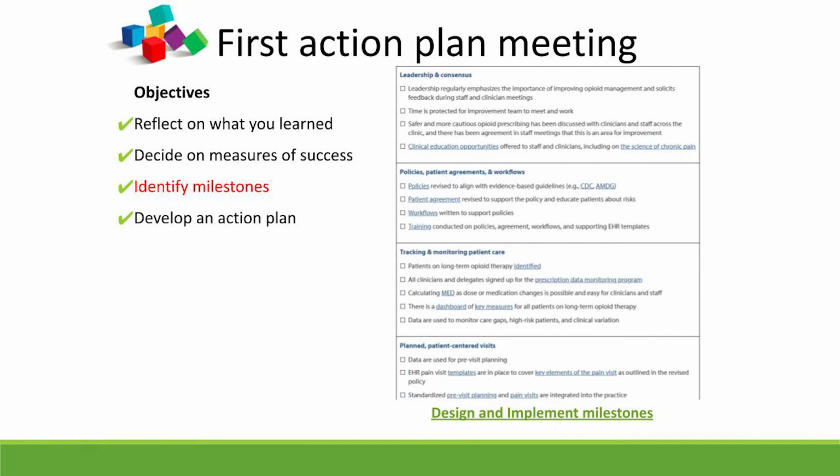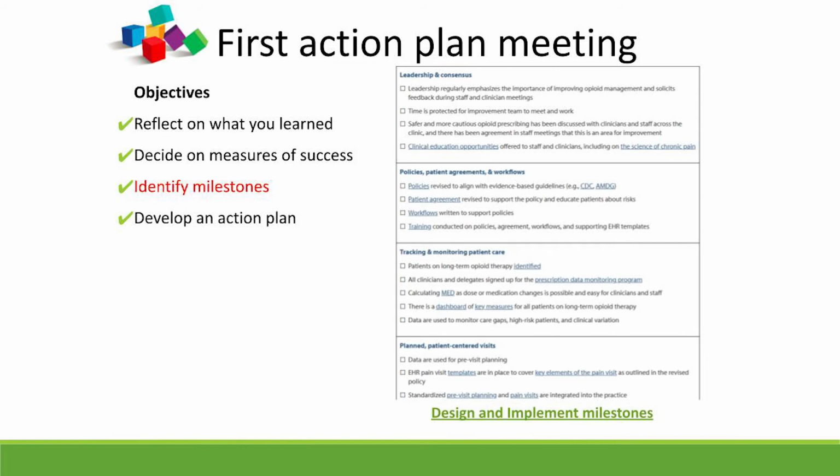So what we'll generally do is print these out and bring them to the action plan meeting and have the opioid improvement team take a look at them and say, okay, do we want to try to work towards all of these over the course of our work? Do we want to just focus in on some? Maybe we've already done some and we don't have to worry about those. And so it's a chance to say, okay, this is our list, our menu of milestones we're going to achieve over the next year.